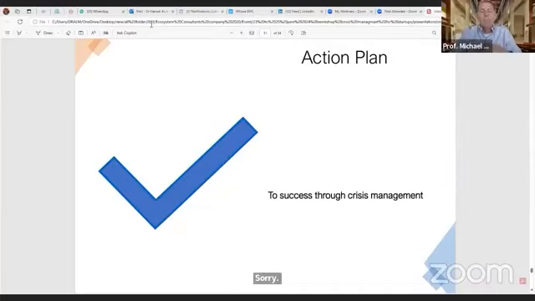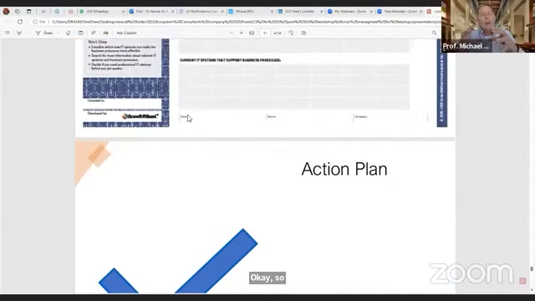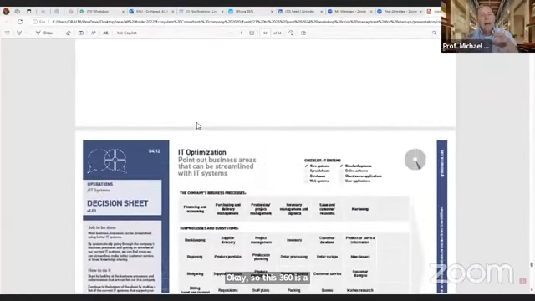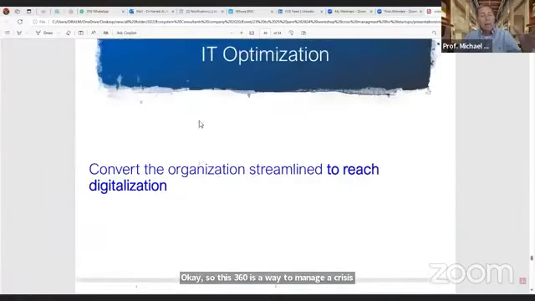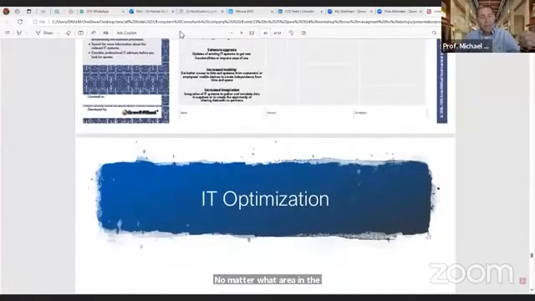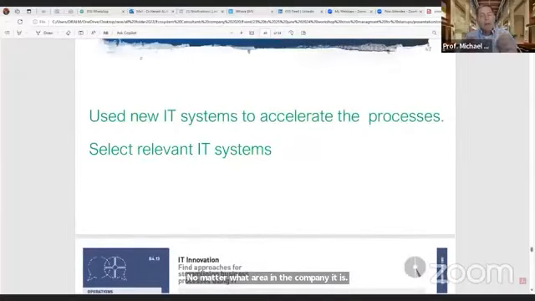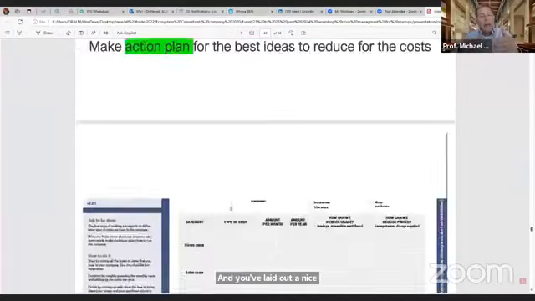Okay, so this 360 is a way to manage a crisis no matter in what area in the company it is. And you've laid out a nice framework here on how to do that.